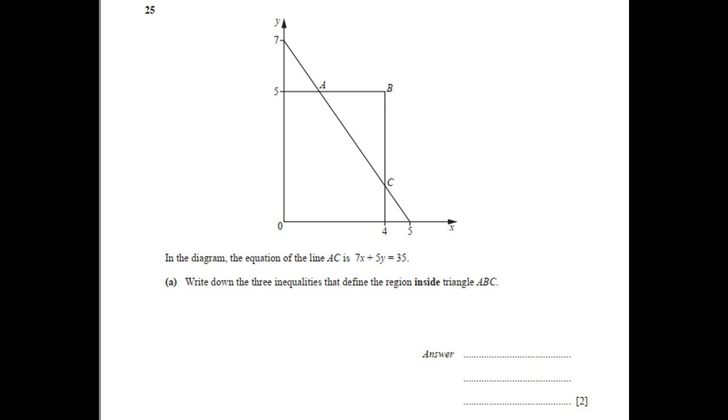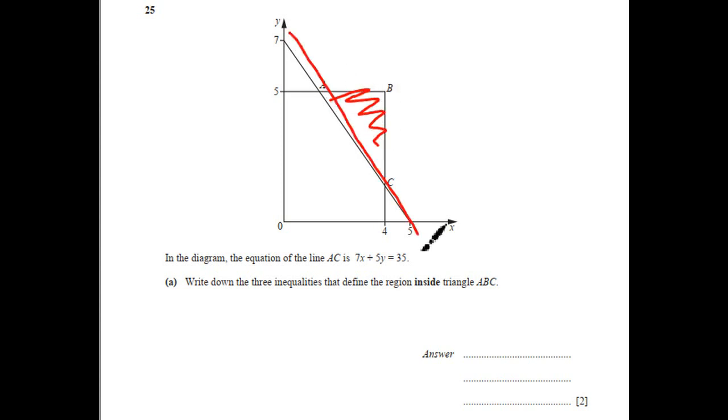Question number 25, part A. In the diagram, the equation of line AC is 7x plus 5y is equal to 35. So this is the line they're talking about. They've given you the equation of this line. Write down the inequalities that define the region inside the triangle ABC.